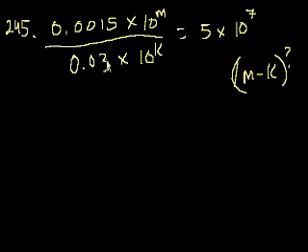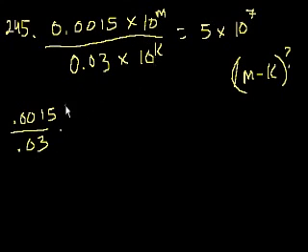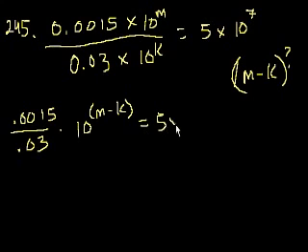M minus k. So if we immediately divide these, we should be able to come up with something interesting, right? Because this is the same thing as 0.0015 over 0.03 times 10 to the m divided by 10 to the k. Well, that's just times 10 to the m minus k is equal to 5 times 10 to the 7th. And I don't know, let's see if we can do anything interesting to this decimal number.